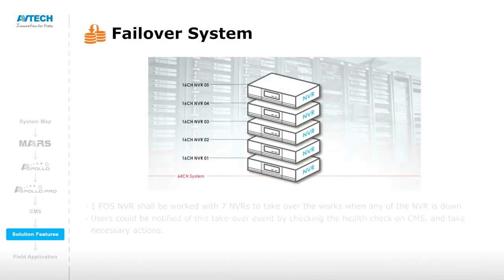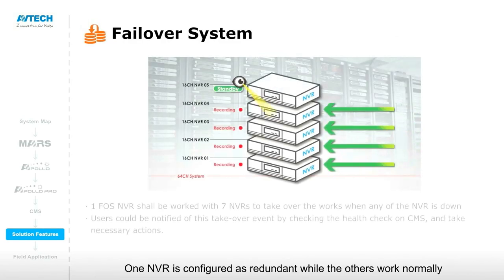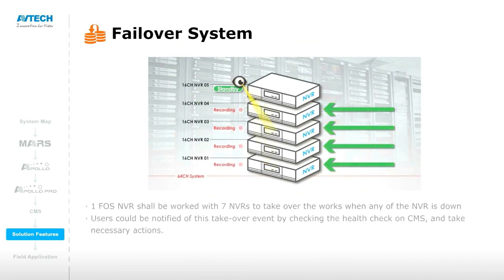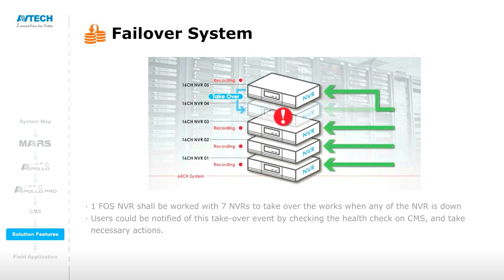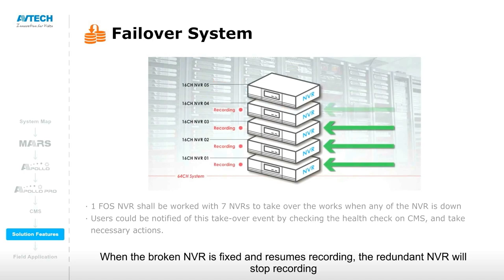Failover system. One NVR is configured as redundant while the others work normally. If one of them fails, the redundant NVR will take over the broken one to keep recording. When the broken NVR is fixed and resumes recording, the redundant NVR will stop recording.